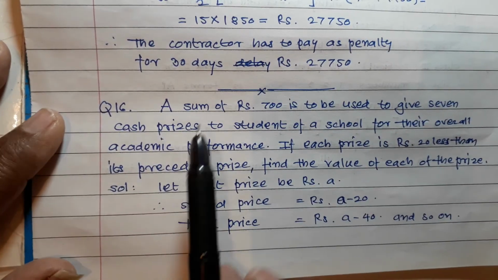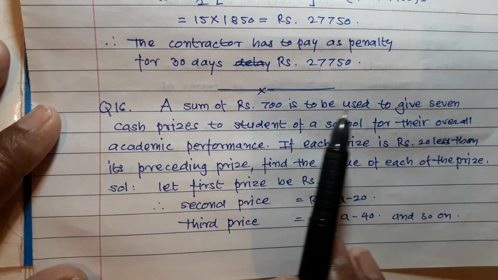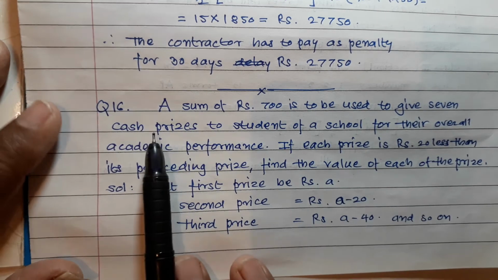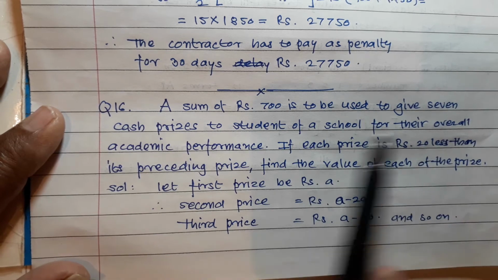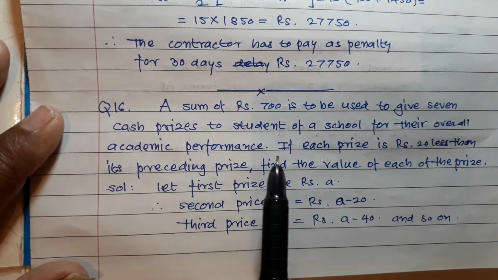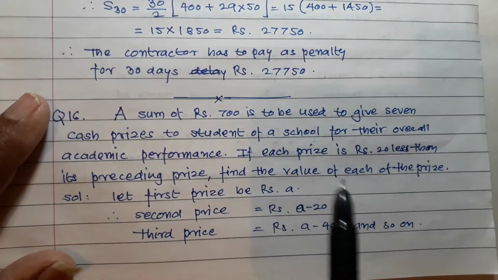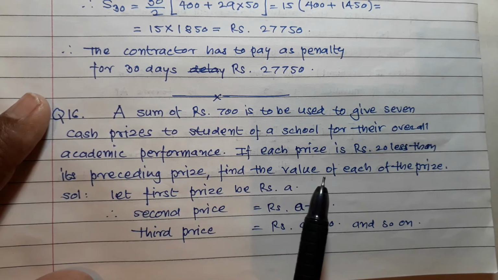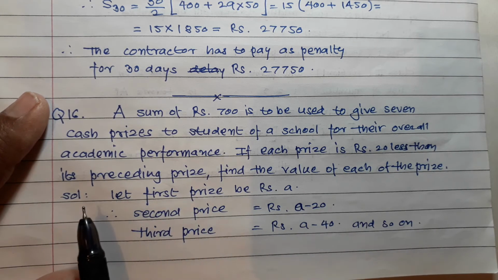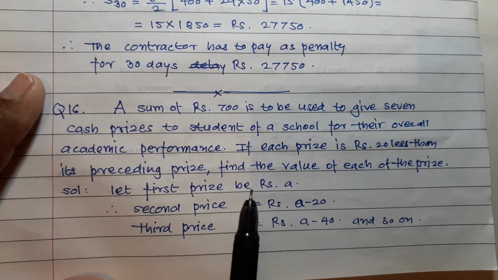Question number 16. A sum of rupees 700 is to be used to give 7 cash prizes to students of a school for their academic performance. If each prize is rupees 20 less than its preceding prize, find the value of each of the prizes. Okay. Solution. Let the first prize be rupees a.